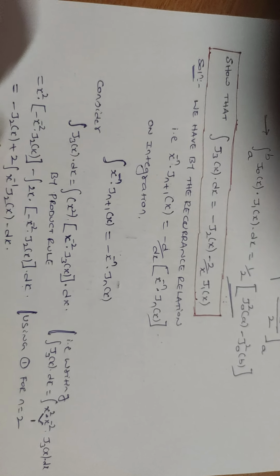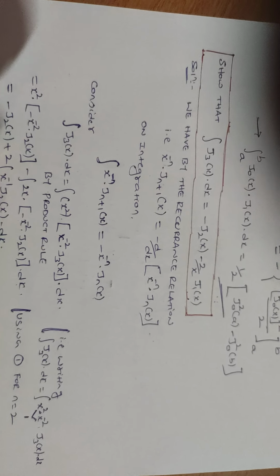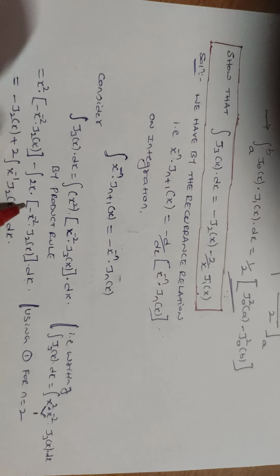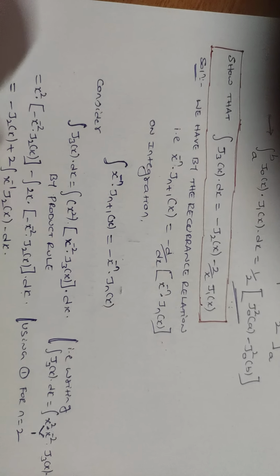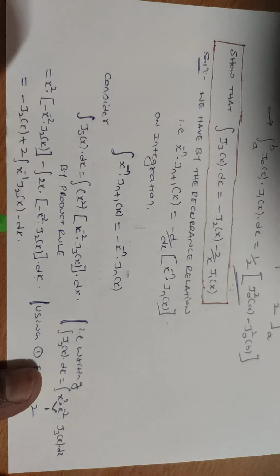Okay, so this equals minus j2 of x, because the value is nothing but 1, j2 of x plus 2 times the integral of x to the power minus 1. On adding, we observe the resultant answer as 1 minus 2, which will be minus 1 into j2 of x into dx.